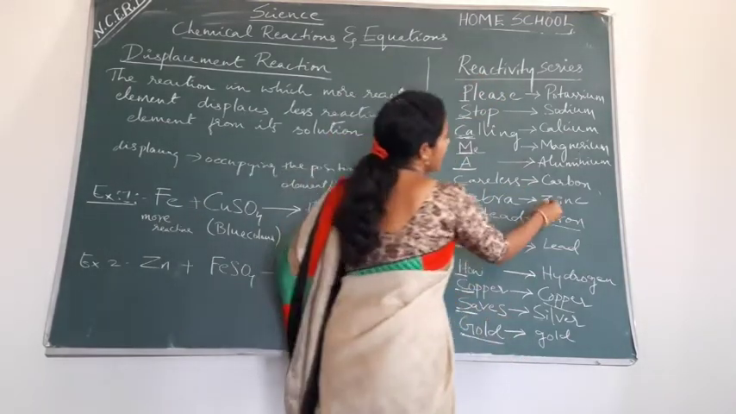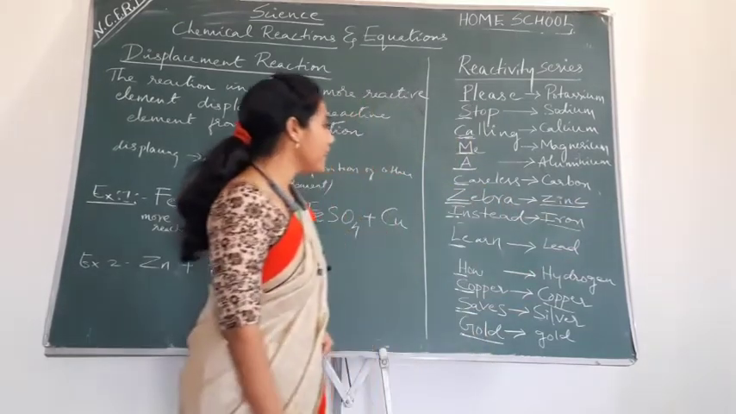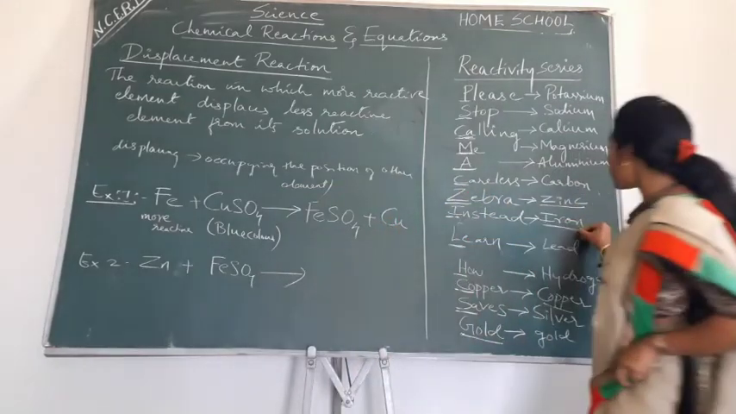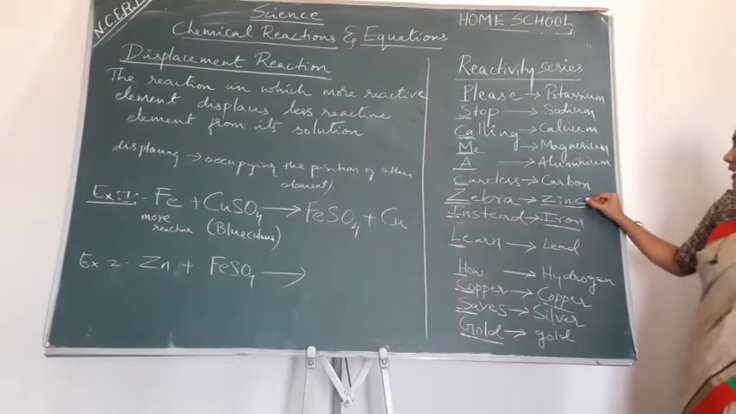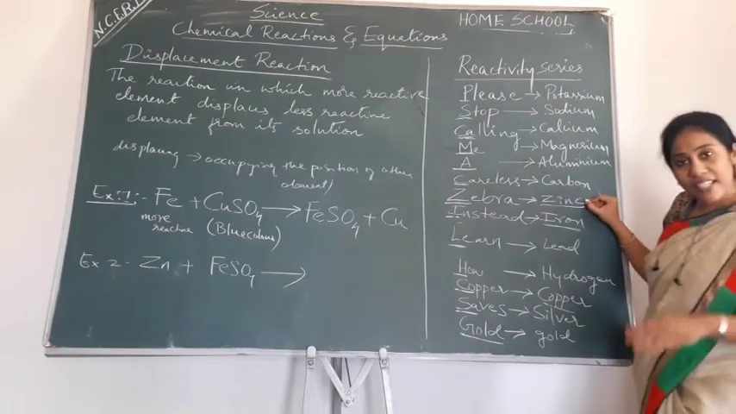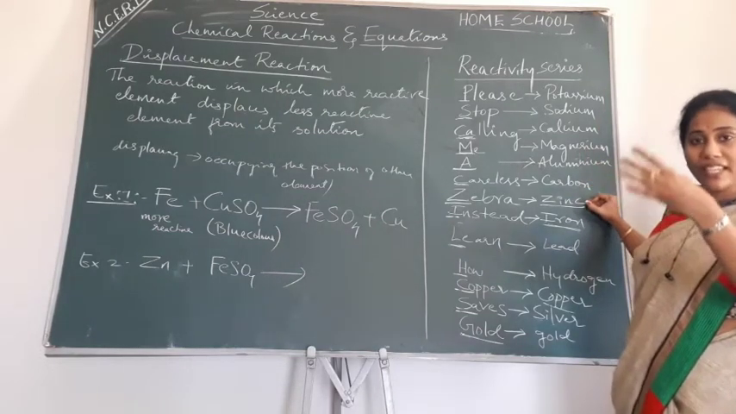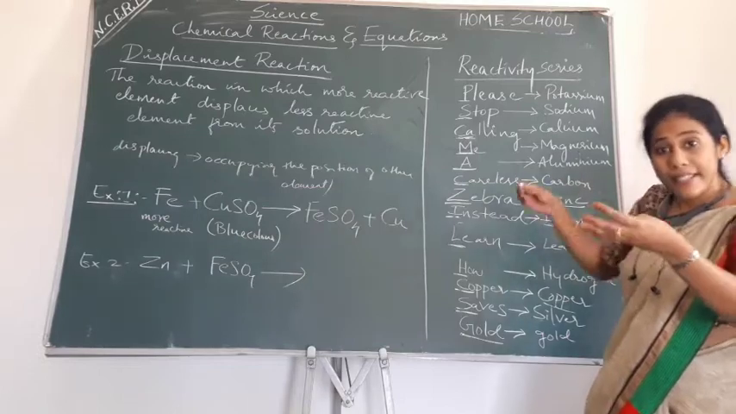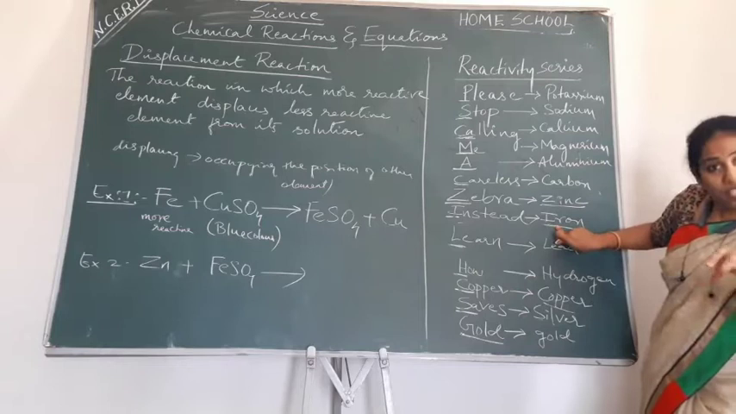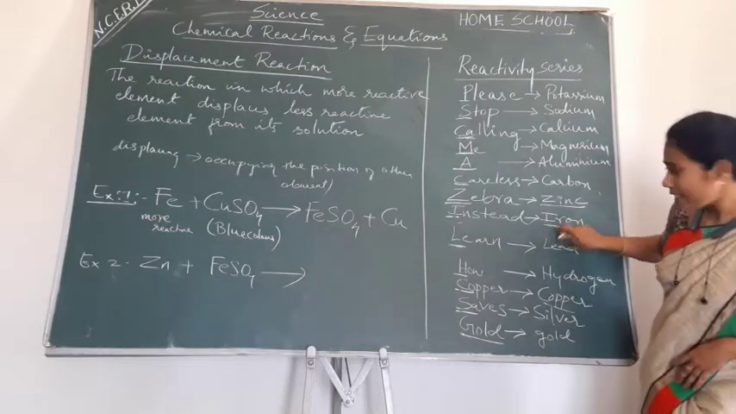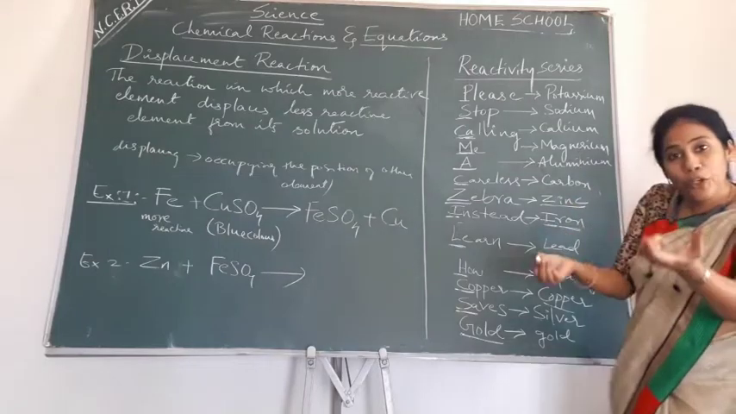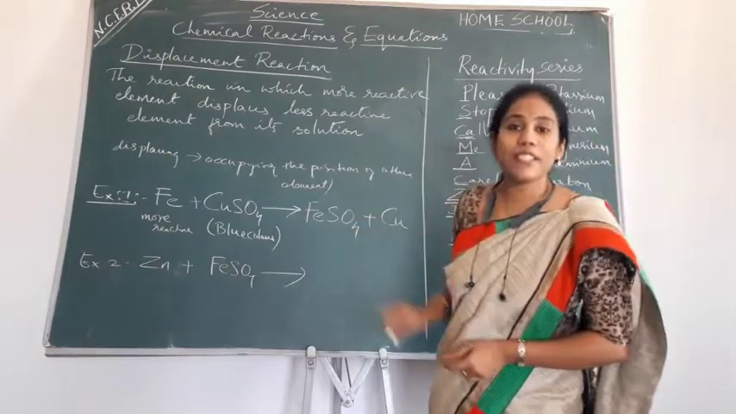Where is our zinc coming? Zinc is coming here. And where is iron coming? Iron's position is here. Definitely zinc is coming above iron. The one which is placed above is always more reactive than the one which is placed below, no? So definitely our zinc can remove iron from its solution.